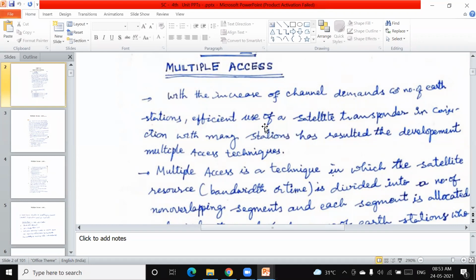So with this, you can see the meaning of multiple access: multiple means many, access means many people can have the access. Now what do we mean by multiple access related to satellite communication? Let us see here. With the increase of the channel demands, day by day everybody is demanding separate channels. The channel demand as well as the number of earth stations are increasing.